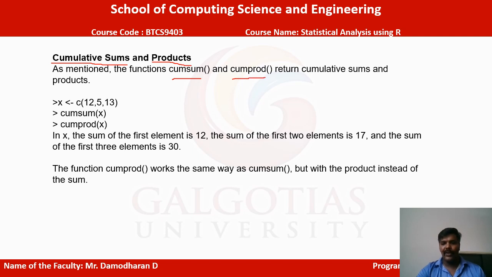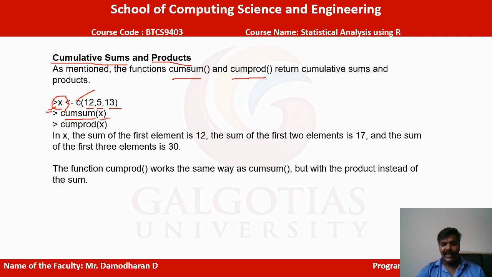So this function is going to calculate the cumulative sum and the cumulative product of the result. First, we load the values into x. The concatenation operation loads the values 12, 5, 13. Now we will calculate the sum of this x. So what values are inside? 12, 5, 13 are inside.